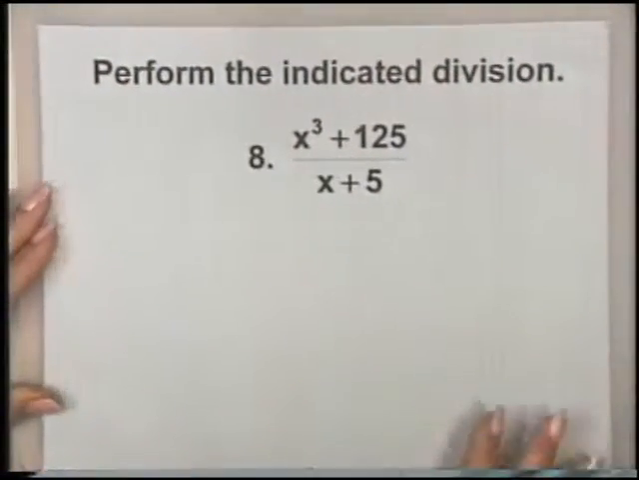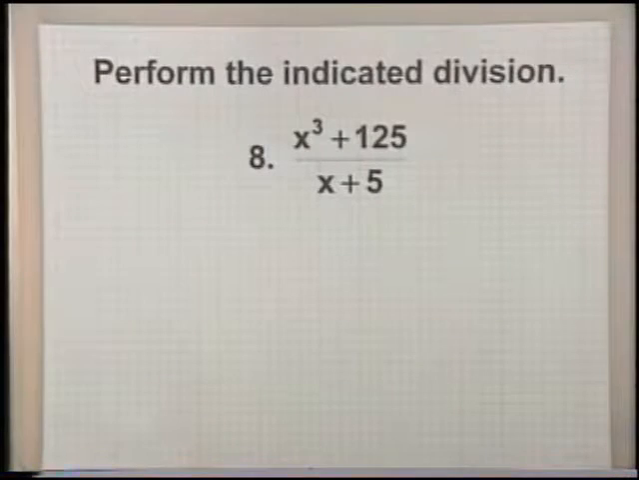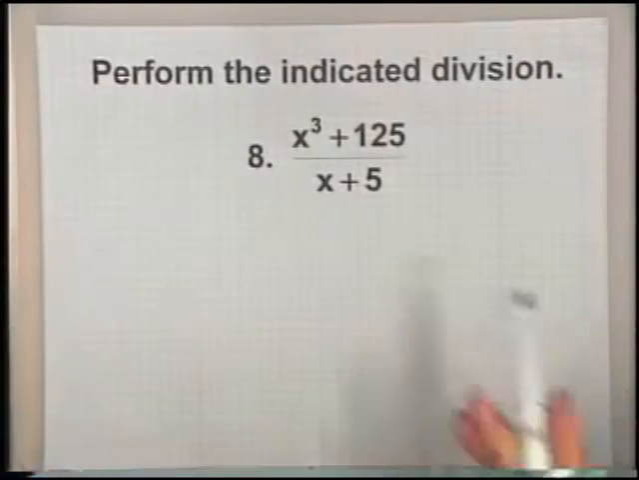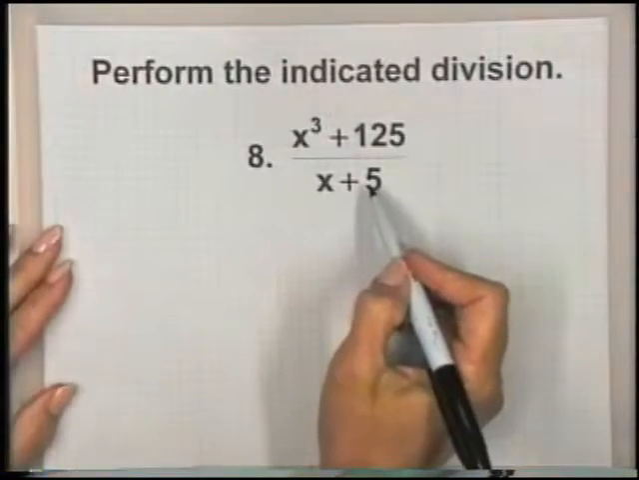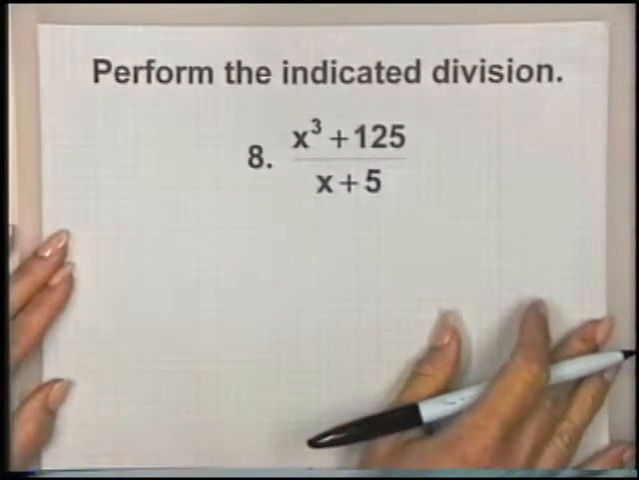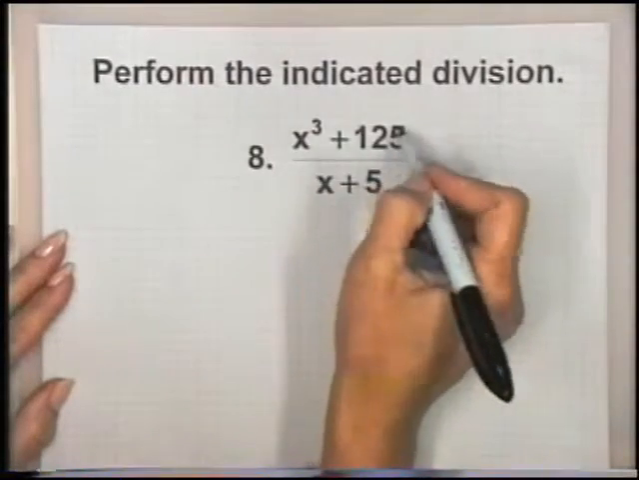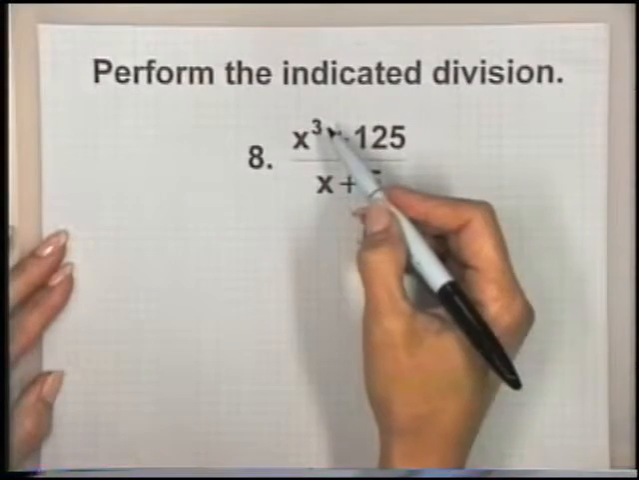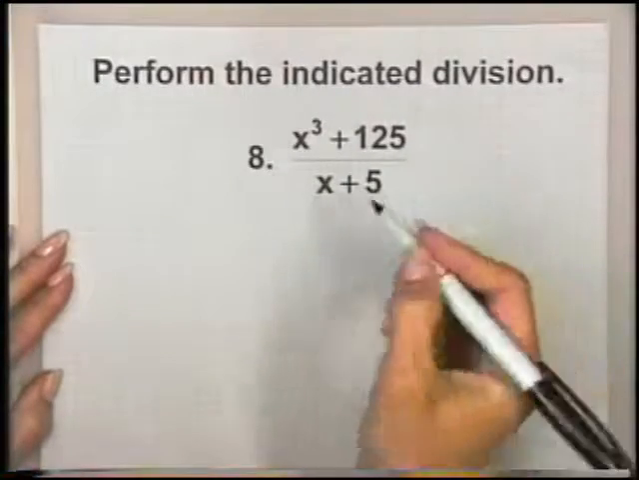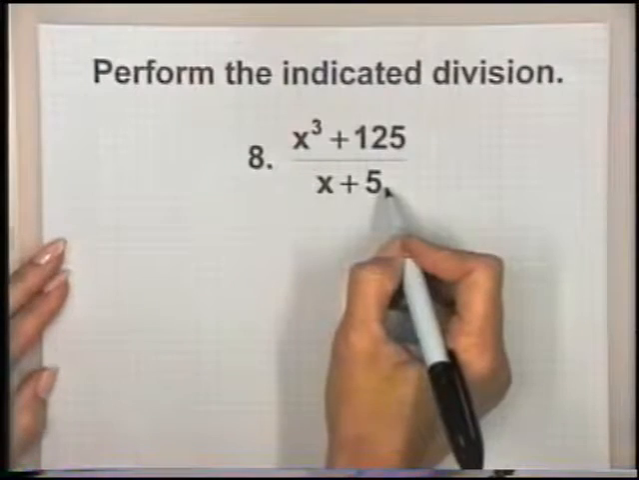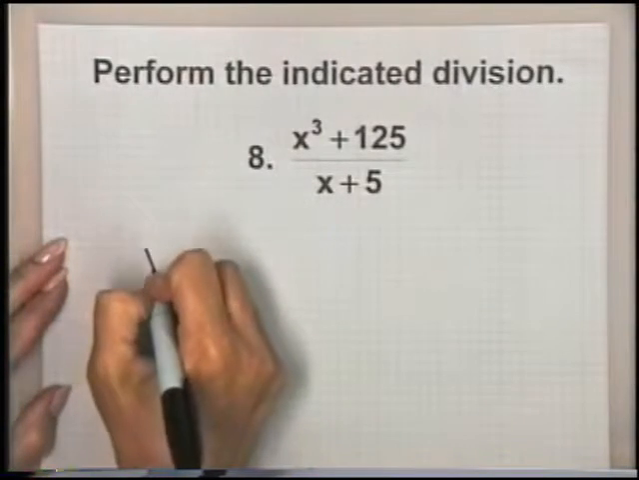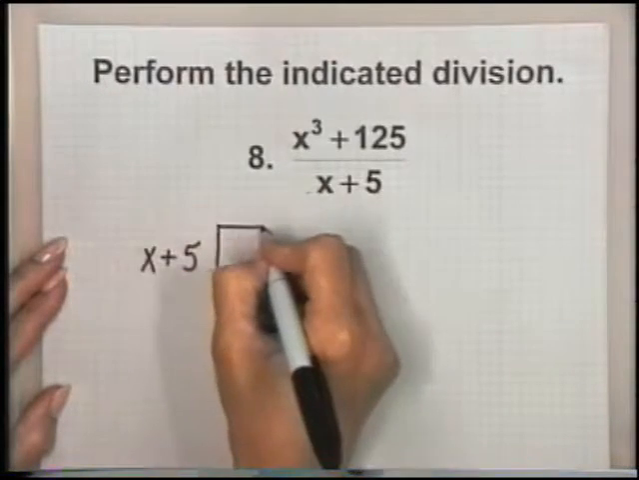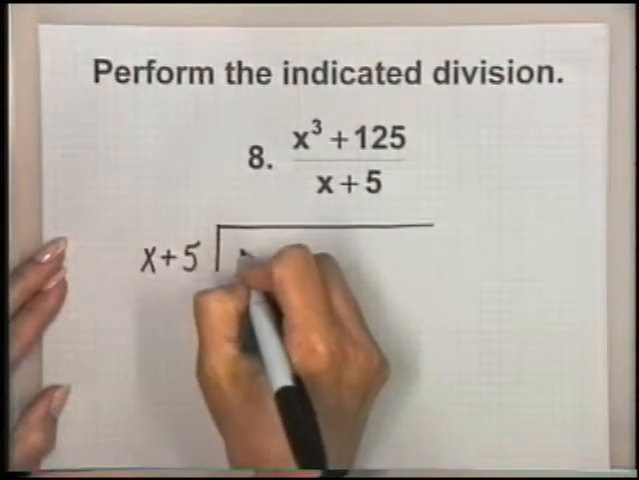All right, let's look at problem number 8. I have a binomial divided by a binomial, don't I? Well, since I do have a binomial in the denominator, I may use long division. For this numerator, the terms are in descending order. I have an x cubed term, but I am missing x squared and x. For the denominator, the terms are in descending order, so we can write the x plus 5 as the divisor.